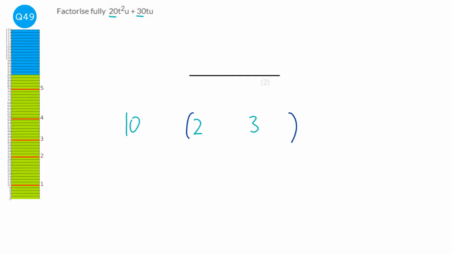Next, I'm looking at the t terms. So we've got t squared there and a t there. So we can divide out a t, but that will leave a t on the first term. And finally, I'm going to look at the u, and there's just a u on both of them. I can factorise it out, and actually that just leaves nothing on the inside of the bracket.